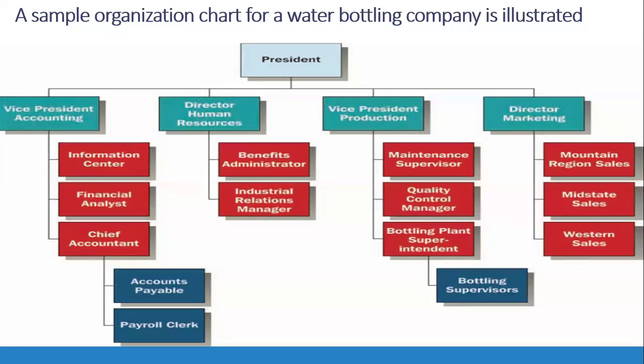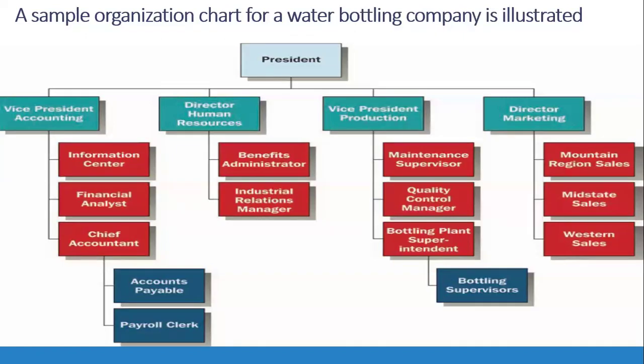Now, if we go beneath the accounting department, we will also verify that there are other specific areas of specialization, including the information center, the financial analyst, and the chief accountant. Now, the chief accountant is also the supervisor of the accounts payable and the payroll clerk. If you come to the HR department, the HR director is also superintending over the personnel that is playing the role of benefit administrator as well as the industrial relations manager. So under this organogram, within the HR department, there are three main functional responsibilities.